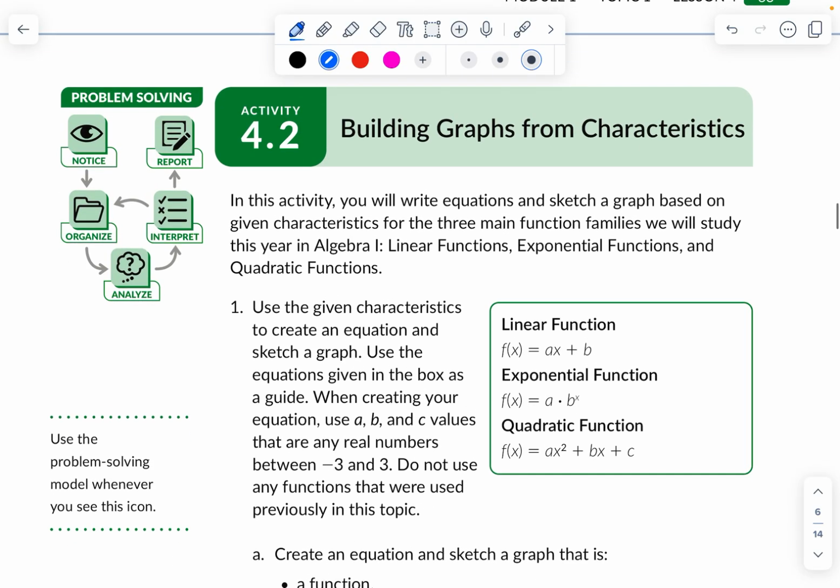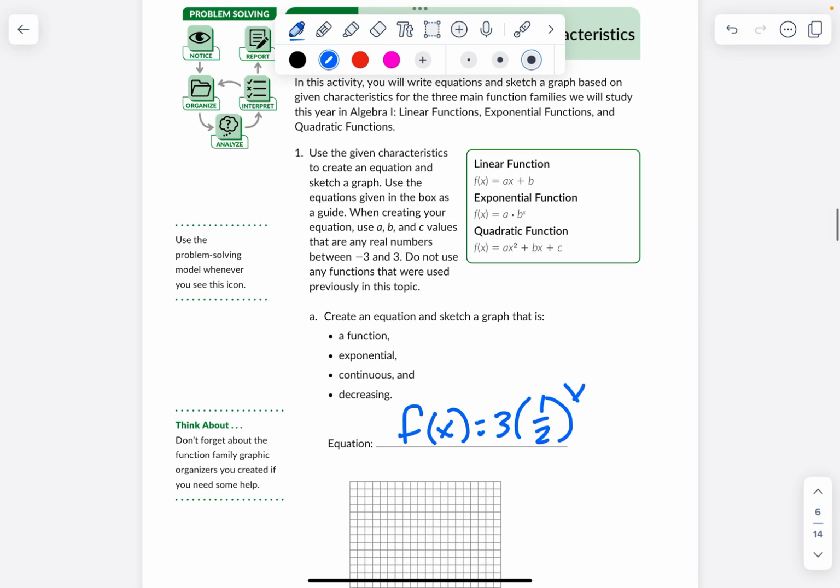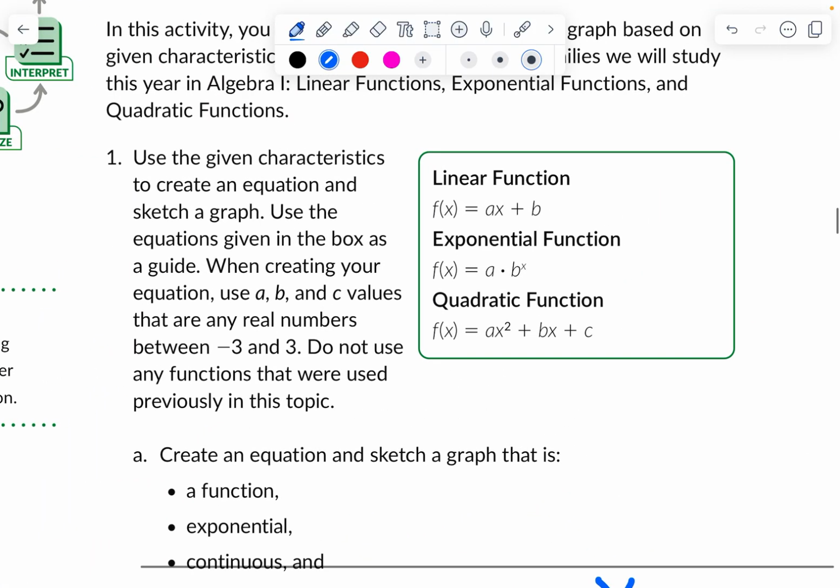In activity 4.2, I'm not going to have you come up with the graphs. We've come up with some graphs for you. I do want to show you what linear function looks like and what quadratic function and exponential function looks like. I want to point out something to you, okay? When you have a linear function, you guys learned this one last year, y equals mx plus b, or function of x equals ax plus b. It means the same thing. A is your slope. B is your y-intercept, okay?